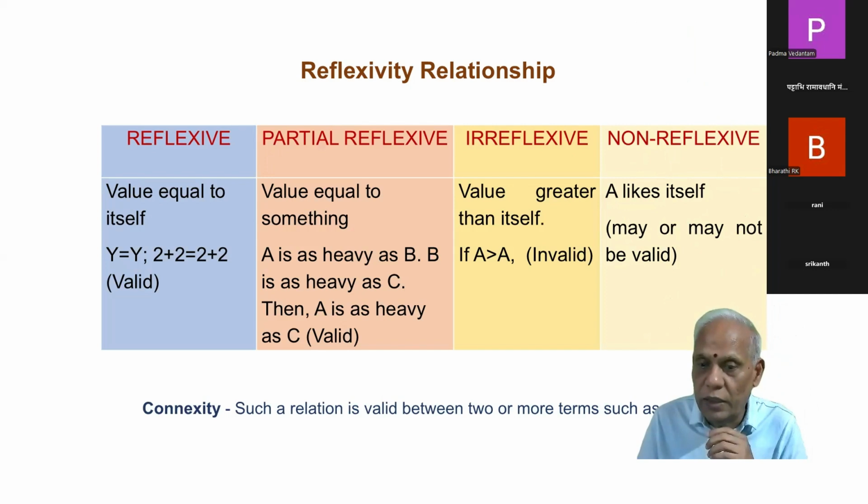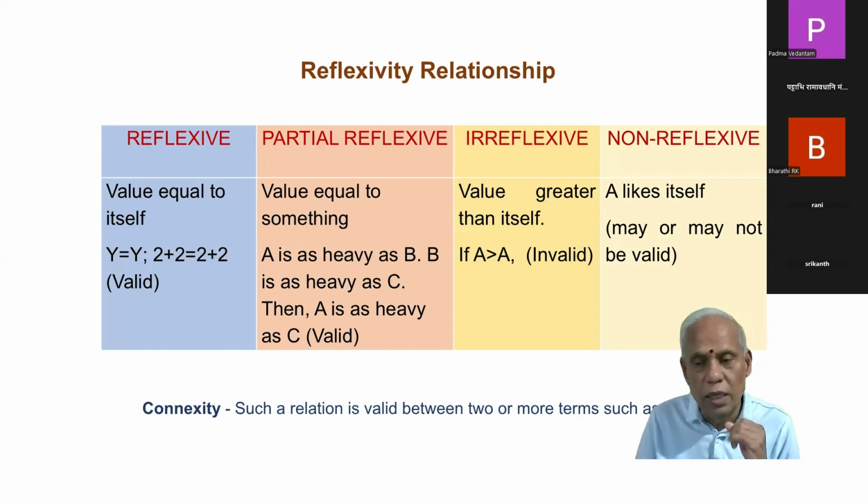Then non-reflexive. A likes itself. Here we are giving a quality. A likes itself. I like myself. Is it true? May be true or may not be true. I know I am not good at certain things. At those points, I may not like myself, my qualities. Therefore, this is what is called non-reflexive. A likes itself. This is a non-reflexive relation. It can be valid, or it may not be valid.